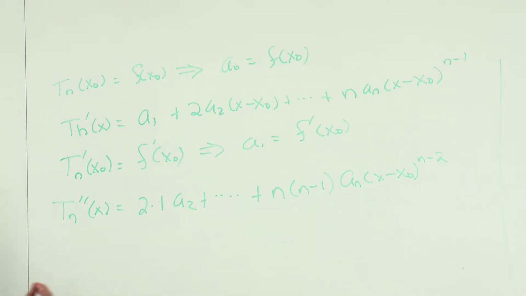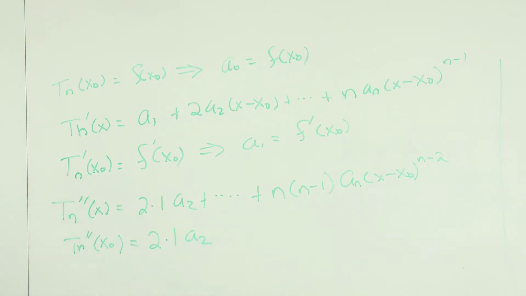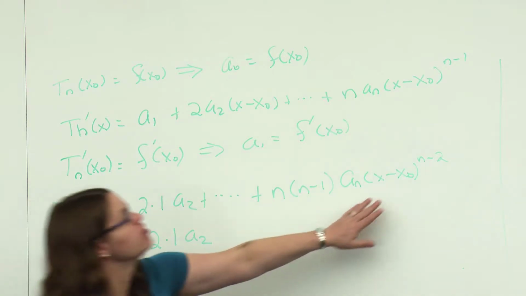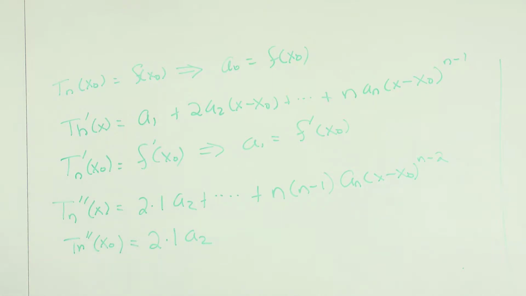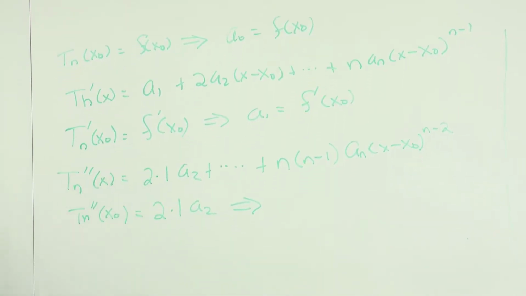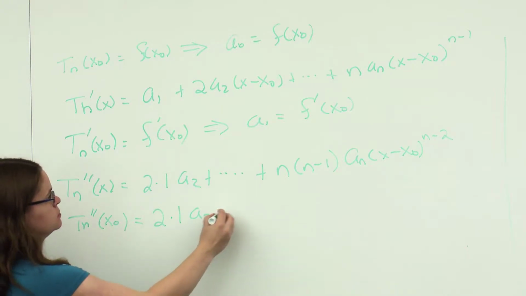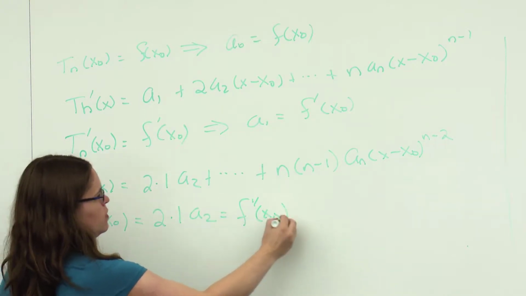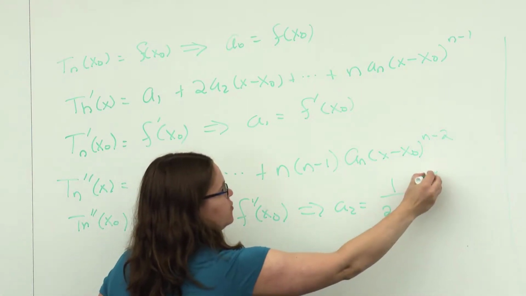Okay, again, I plug in x0. Most of these terms go away, and I get Tn double prime of x0 is equal to 2 times 1 times a2. Every time we take a derivative, and it's clear to see in this term here, we're going to bring down another power. It's important to recognize the pattern. And that tells us that, well, we want this equal to f double prime. That tells us that a2 should be 1 over 2 times 1 times f double prime.